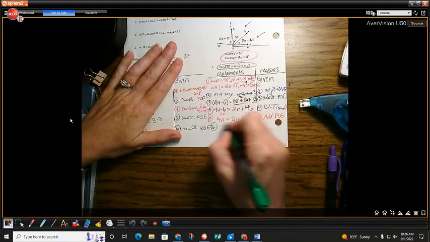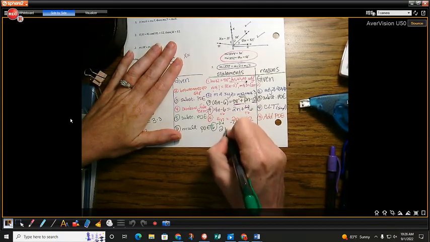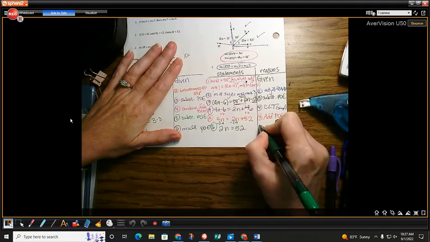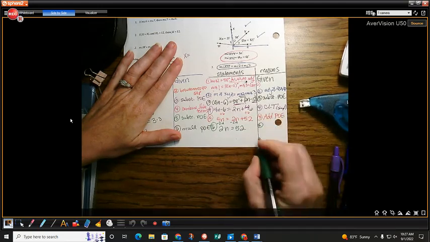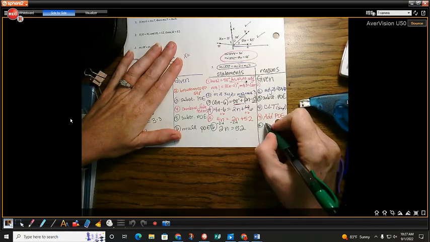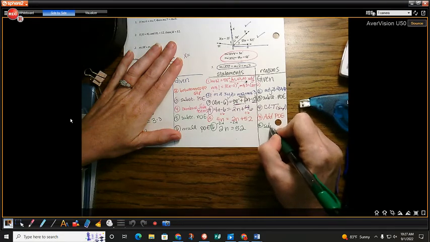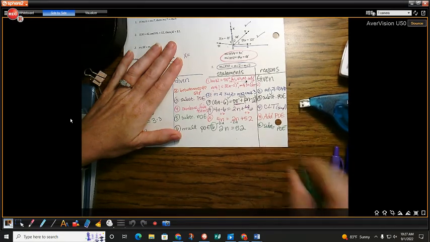I can subtract 2n from both sides and get 2n equals 52. And what let me subtract the same thing from both sides? The subtraction property of equality.